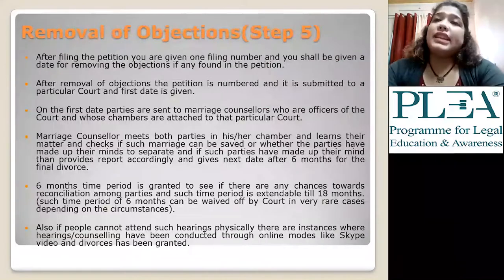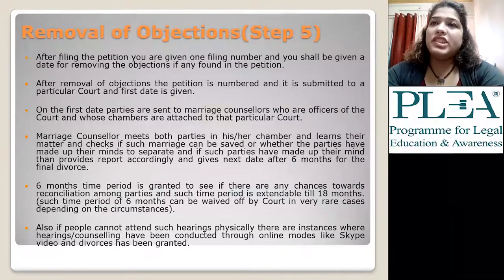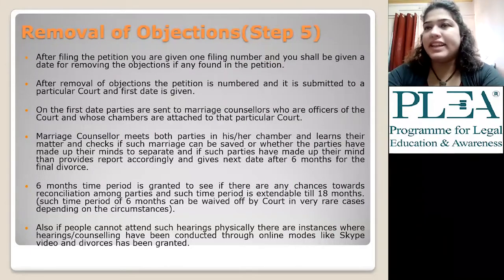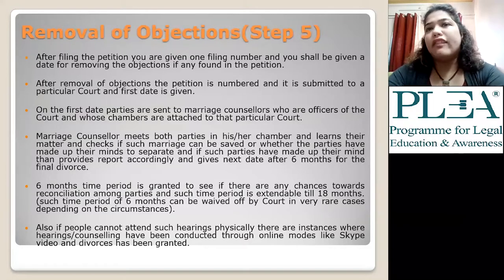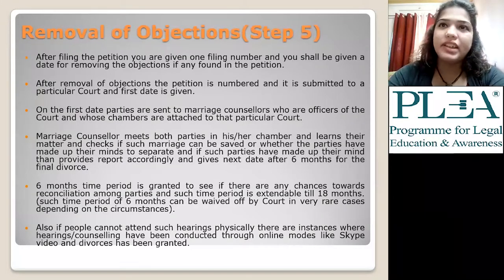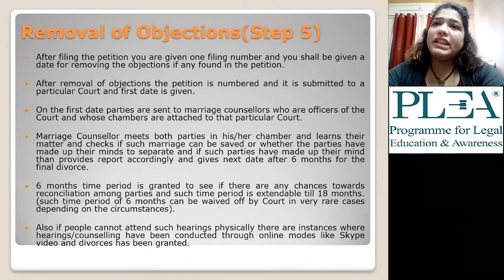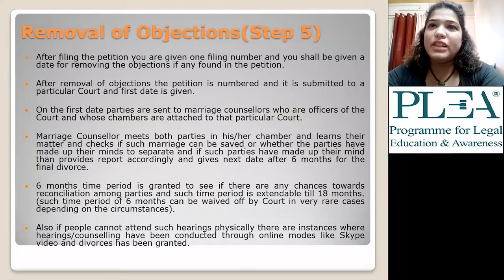See, the next step is removal of objections, like in any legal matter or case, whichever you file. After the petition is filed, removal of objections is the next step. Here, after filing the petition, you are given one filing number and a date for removing the objections. Then after the removal of objections, the petition is numbered.